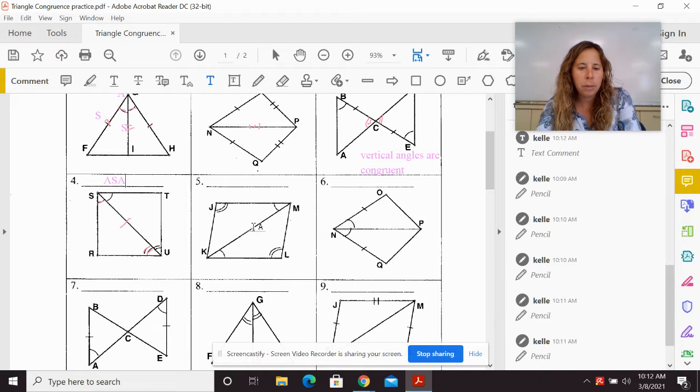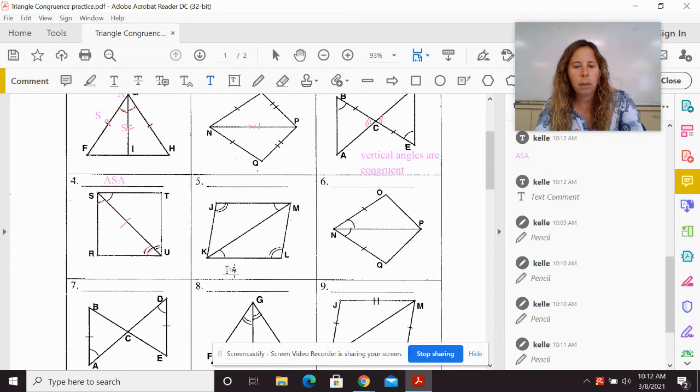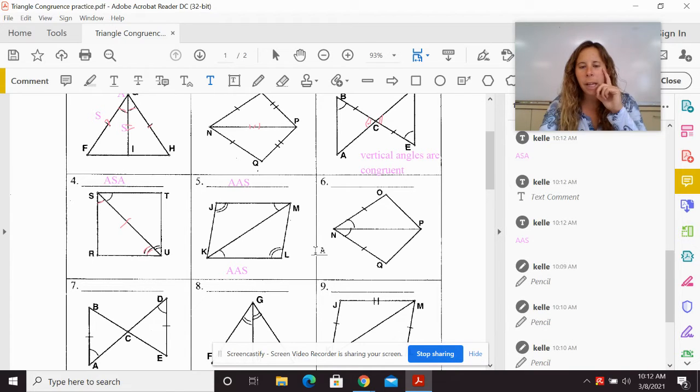I have angle, angle, side. Angle, angle, and then side. That works. That's one of them. Angle, angle, side. All right, number 6.